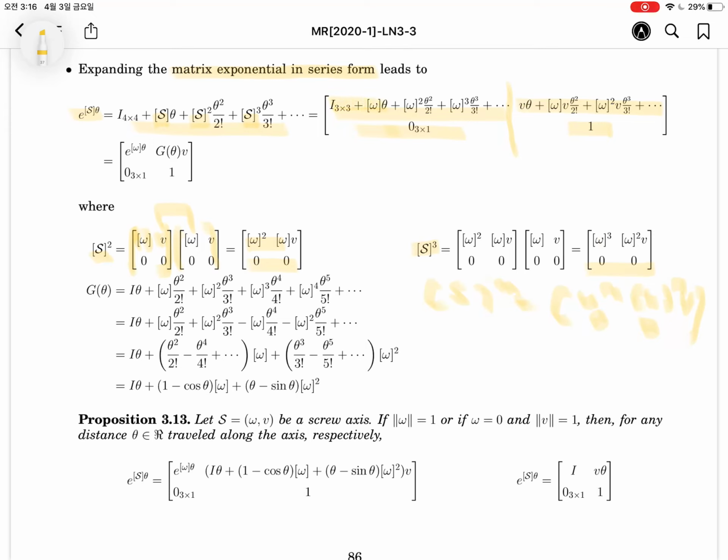Okay, in the previous lecture, we defined this series expansion as e to the omega theta for representation of a rotation matrix. The remaining terms will be this one. Let's extract the v. V is the vector, so let's remove this part, and the remaining part is defined as G here. The first term is I theta, the second term is omega theta squared over 2 factorial, and then this is repeated like this.